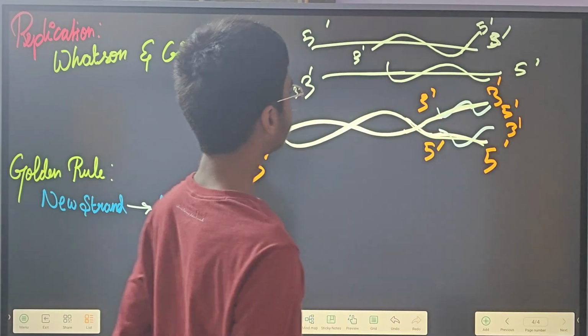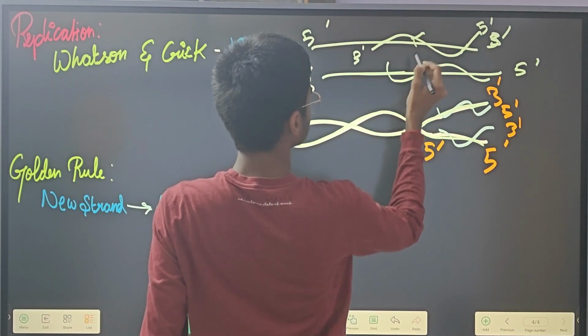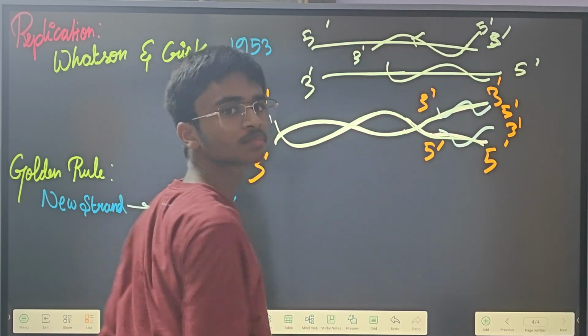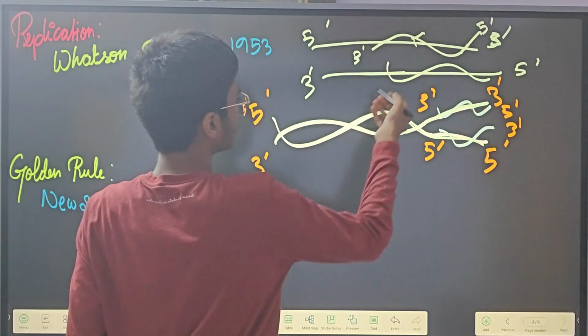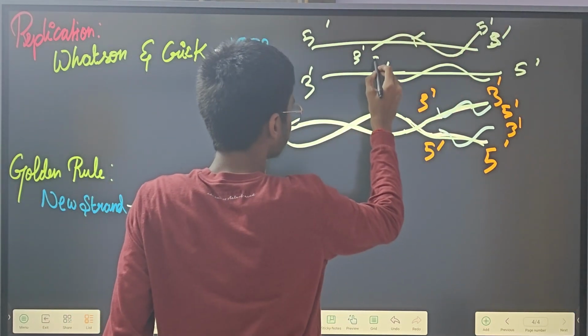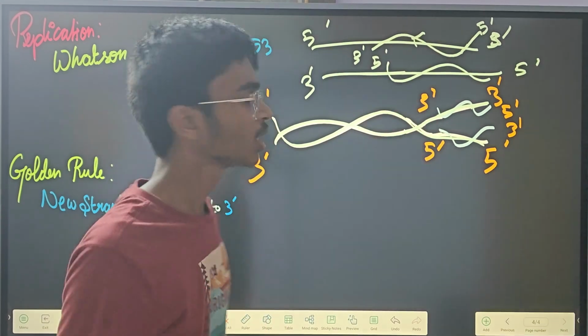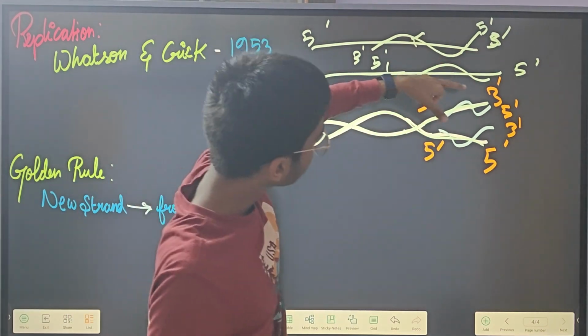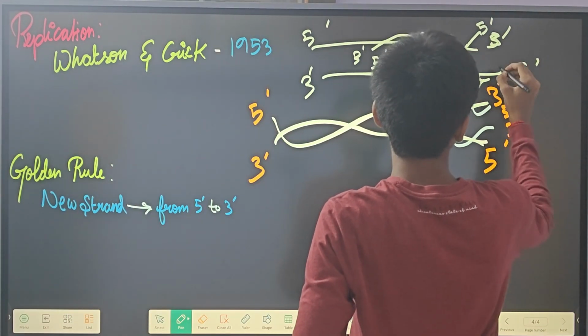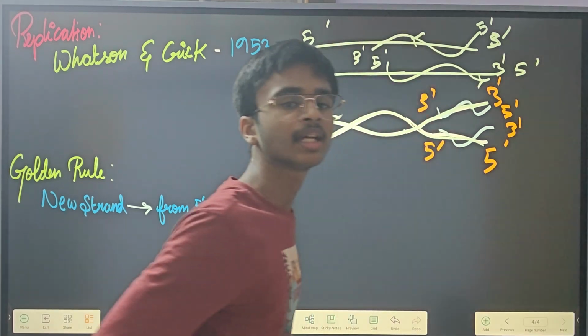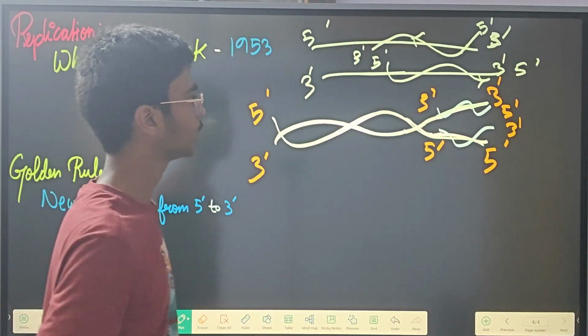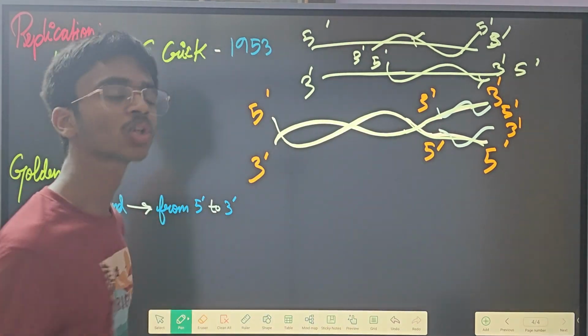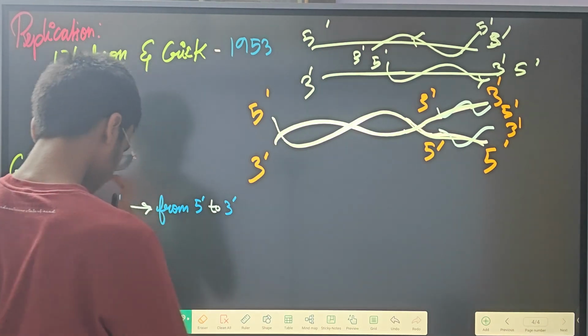Here also, see, this is the direction. It will go like this only. For this bottom strand, 5 dash is where it is going to start, and like that it goes, and then here it will end at 3 dash. So this is how it's going to be. I hope it's all clear. So this is what the replication process is.